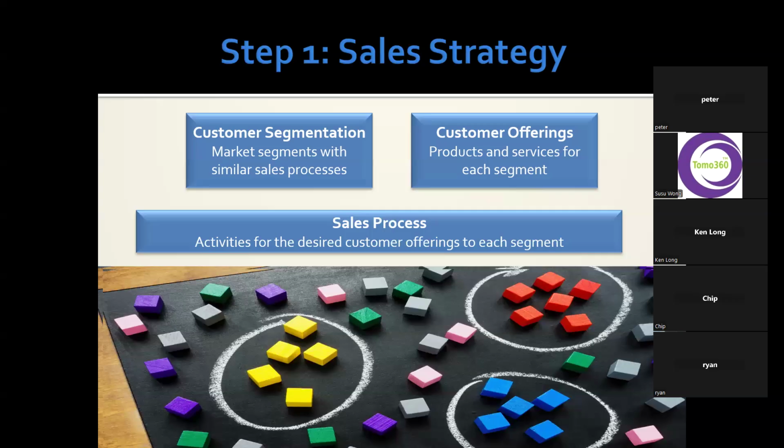Okay. So where is your best opportunity? What is it that they really need? And what products or services do they want to buy? Then you can determine what the sales process is in order to meet the customer's needs. Okay.